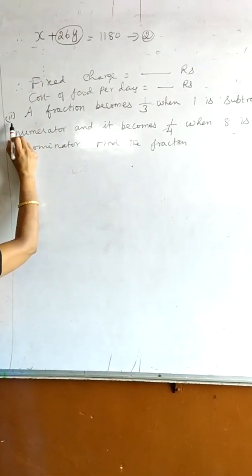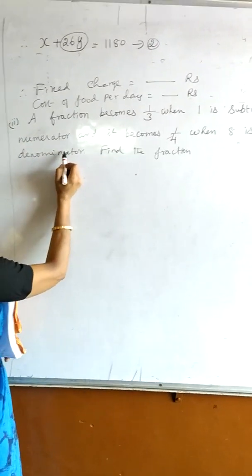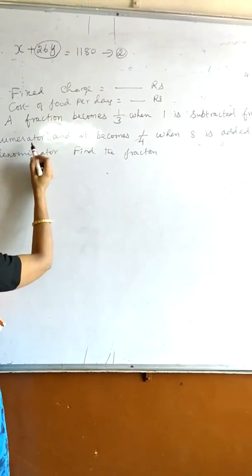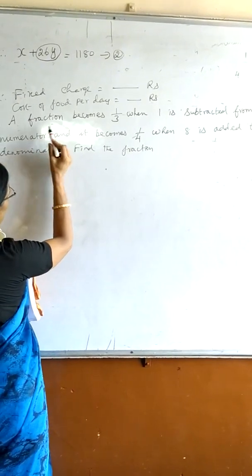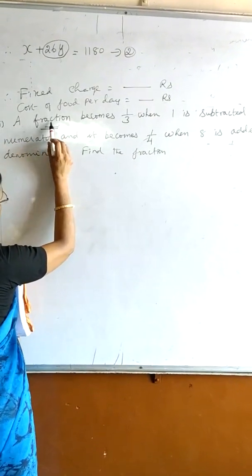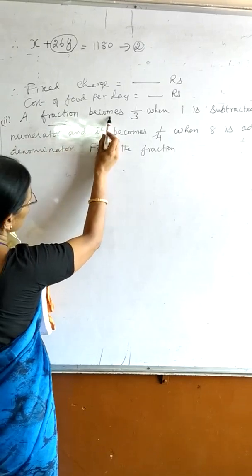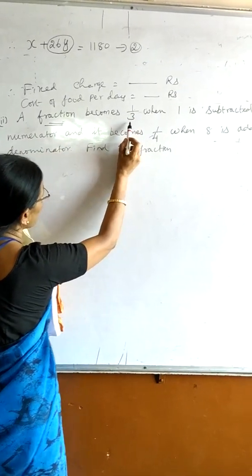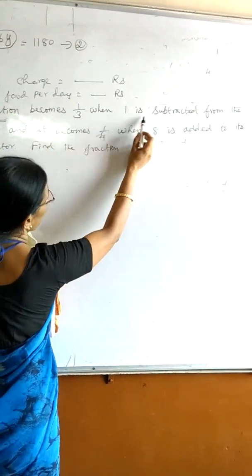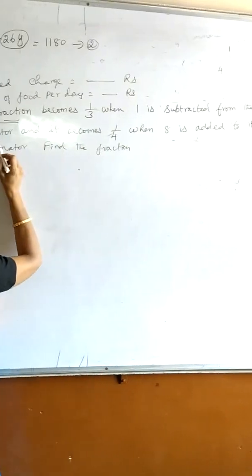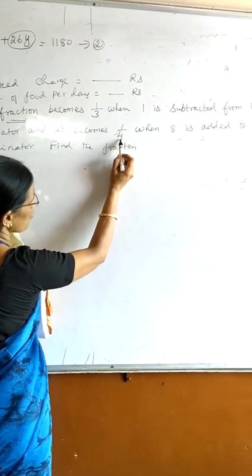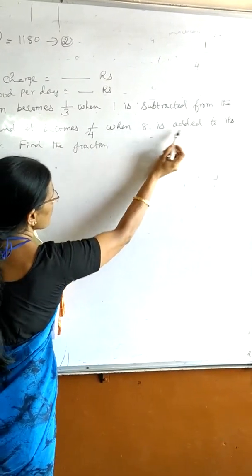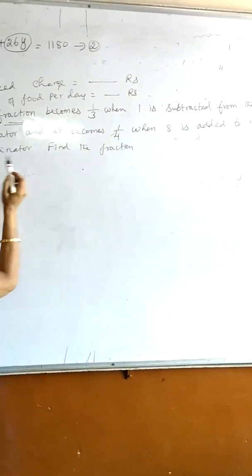We proceed with the second problem. Similar problem we had done in the earlier exercises, but here a similar problem is given. A fraction. How do we take a fraction? X upon y. The fraction becomes 1 upon 3 when 1 is subtracted from the numerator, and the same becomes 1 upon 4 when 8 is added to its denominator.